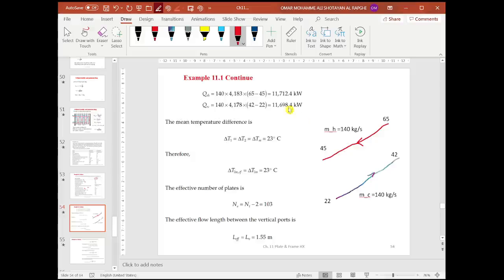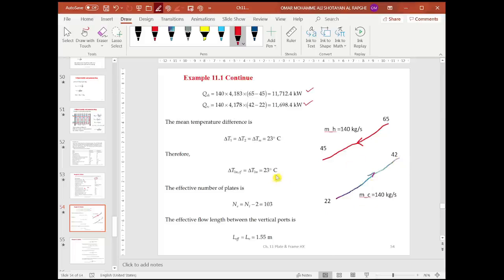the procedure. If you calculate the Q, the heat rate, using hot fluid inlet and outlet temperature or mass flow rate, you get this value. If you use the cold fluid, you get this value, which are very, very close to each other. The hot fluid, as we said, has a 65 entrance temperature and the exit temperature is 45. The cold fluid has, again, the same mass flow rate as the hot fluid, and it is entering at 22 and leaving at 42.